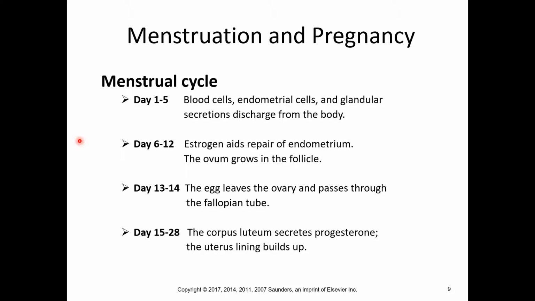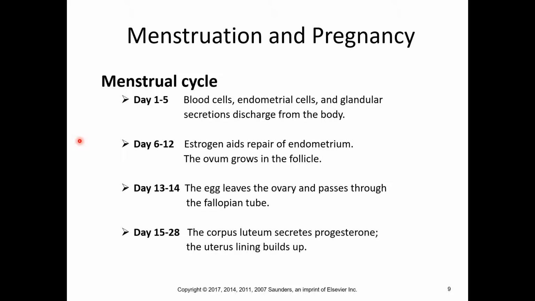After that, estrogen aids the repair of the endometrium. The ovum grows in the follicle, so several things are happening. You have the endometrium repairing, and you have the ovarian follicle maturing so that it can eventually ovulate a new ovum. And it's important also to remember that several ova are developing at the same time, and one will outgrow the rest, and that's the one that ovulates.